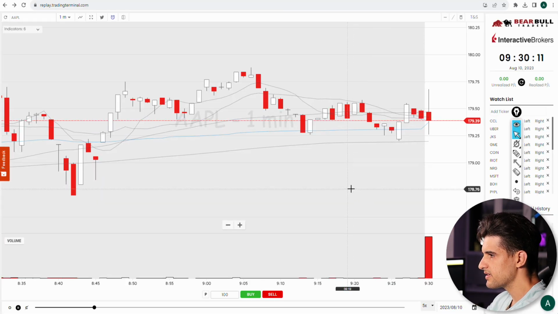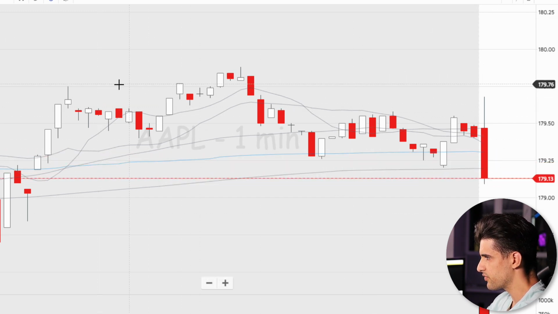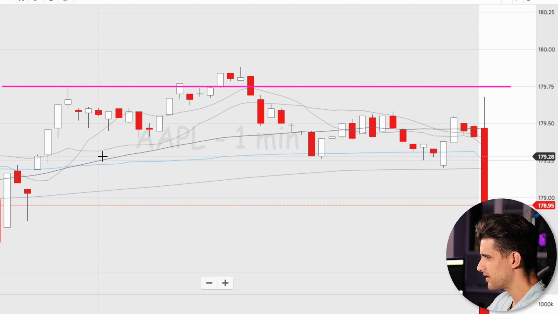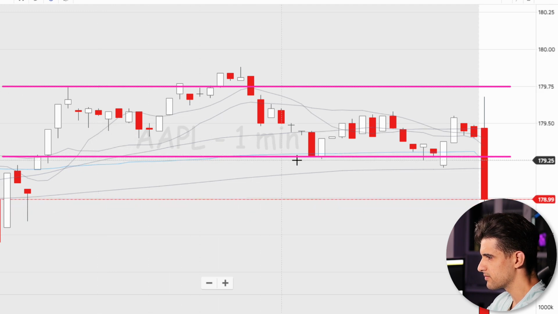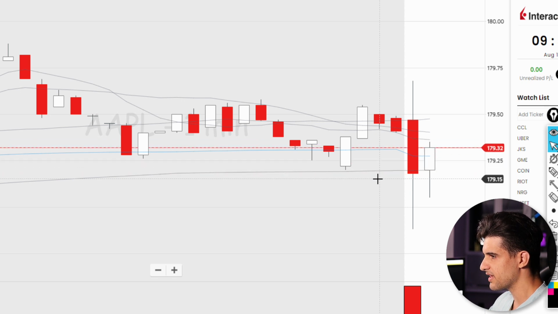The next thing I did is I waited for the market to open, and I could see that on the 1 minute chart there is some sort of range. This is the high of the range and approximately this is the low of it. And my signal to enter most of my positions is fake breakouts.